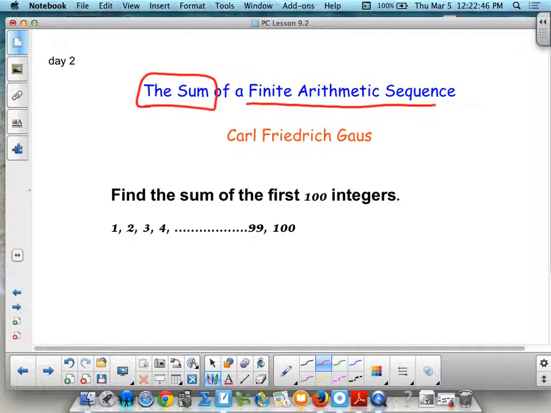Get an answer. Well, back in the 1700s, there was no calculator. Couldn't use his calculator. He couldn't Google it. That's what somebody said in period 4. Couldn't do that. So what's he do?